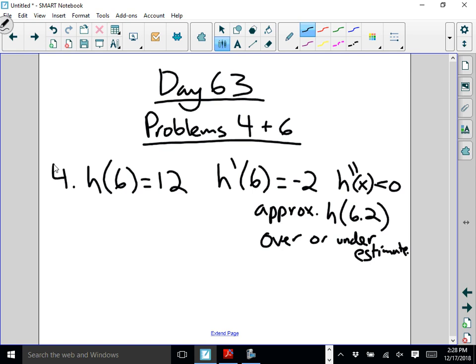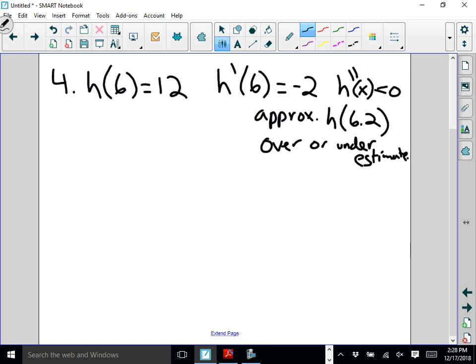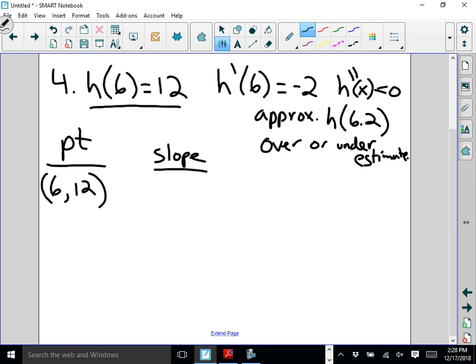So I want to write an equation of a tangent line. Obviously I need a point and a slope. My point is the point (6, 12) that I get from right here. X value 6 gives a y value of 12 on h. My slope then is the derivative at 6, which is negative 2. So writing my equation, I got y minus 12 equals my slope of negative 2 times x minus 6.